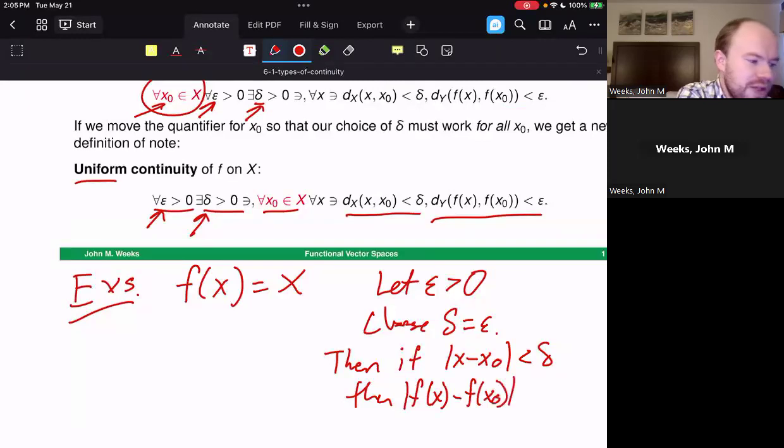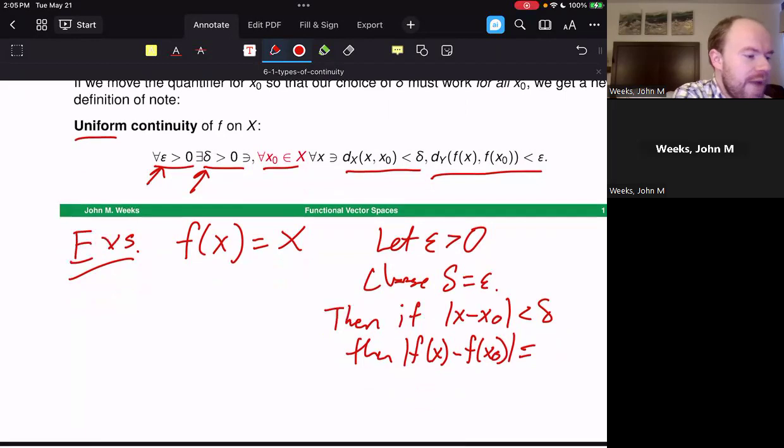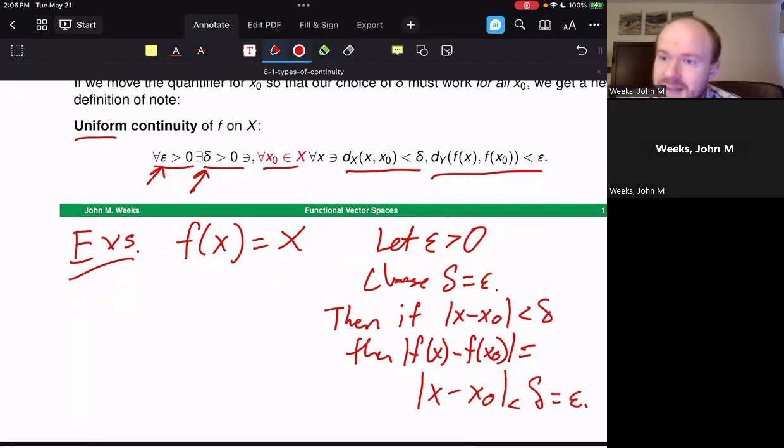Well, knowing what my function is is useful, and I get that information with uniform continuity. I know f of x is equal to x, and similarly, f of x naught is equal to x naught. Well, I know that because this is absolute value of x minus x naught again, that this is less than delta, which is equal to epsilon. And that is all that I needed to show that f of x was continuous. And because I never needed to specify a particular x value, this is a uniformly continuous function.